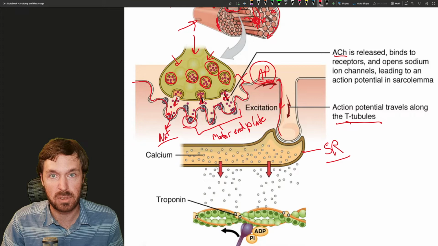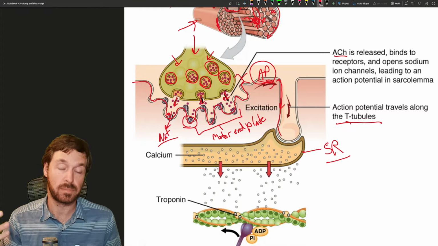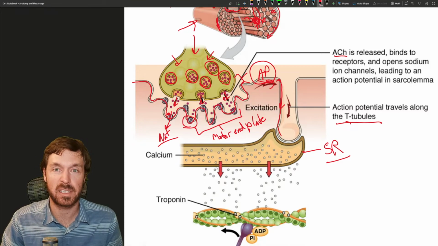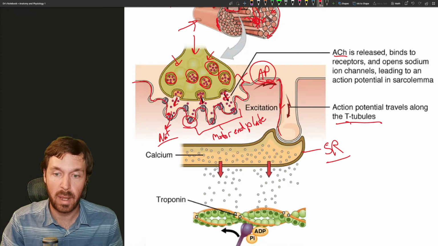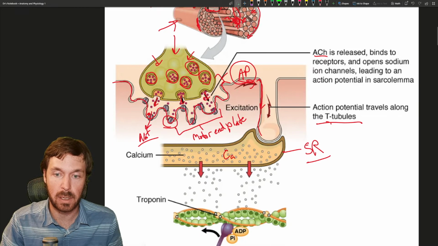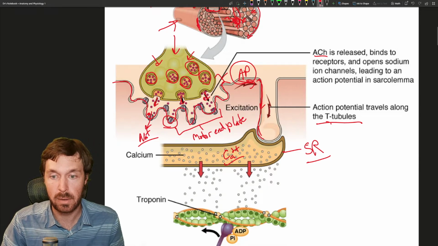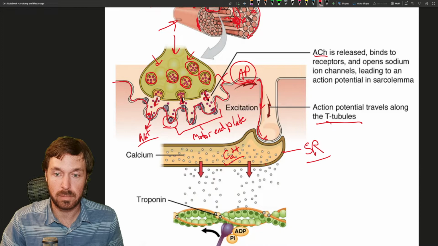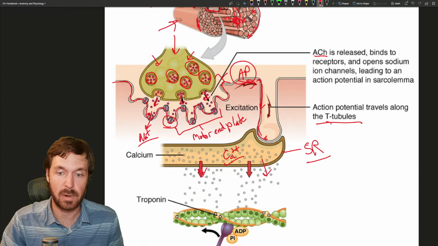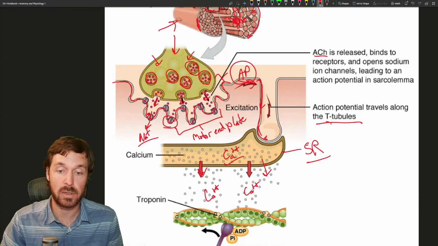Remember, the sarcoplasmic reticulum is a modified smooth endoplasmic reticulum, and here we have calcium. So calcium 2+ is stored in there. And so as this action potential works its way down, calcium gets released from that SR. So calcium then floods out through the intracellular space.